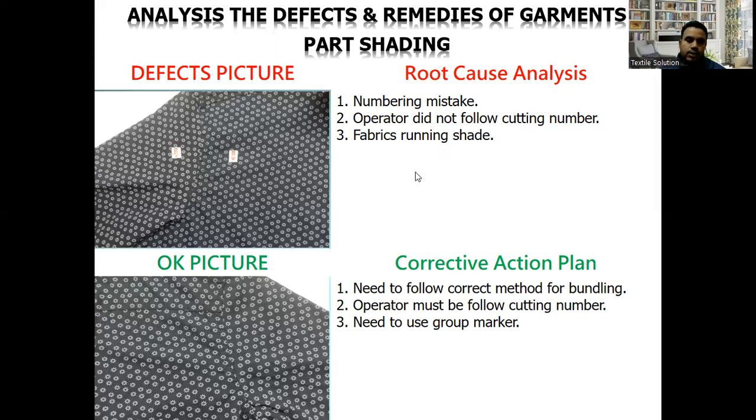And we have to check carefully whether there is any running shade in the fabric or not. If there is a running shade, then we have to reject the fabric, or we have to reprocess the fabric. After reprocessing the fabric, we'll get an accurate shade, and we can use it for cutting, or for making the garments.